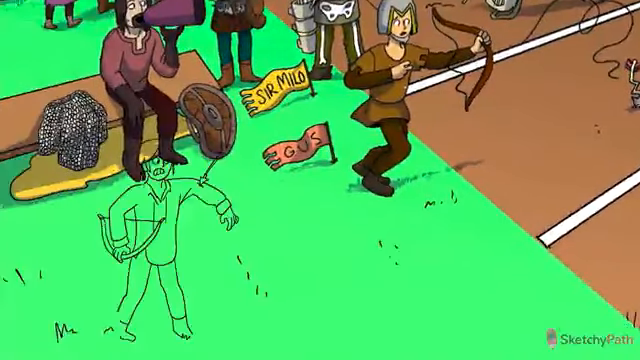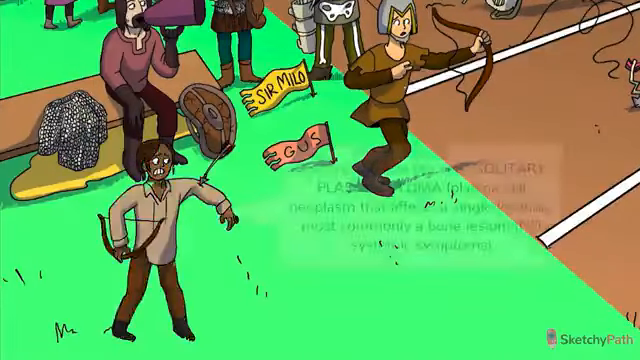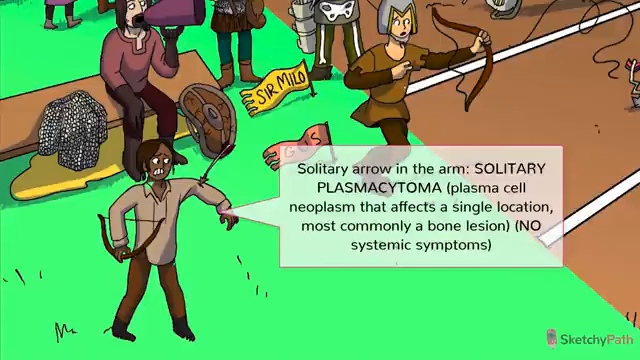Another lesion that carries a risk of progression to multiple myeloma is represented over here by this even less significant archer who somehow managed to get a solitary arrow stuck in his arm. Yep, not even sure how that happens. This depicts a solitary plasmacytoma.